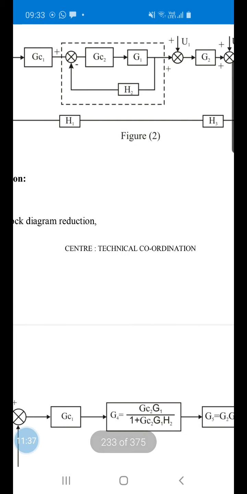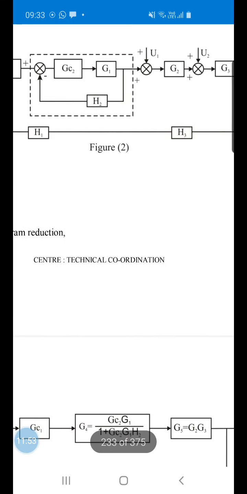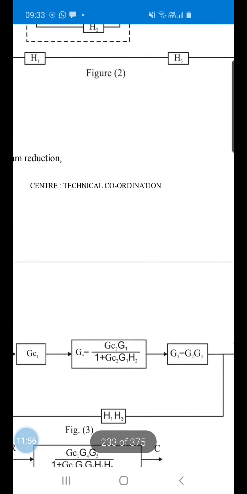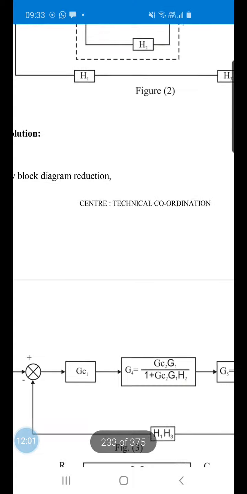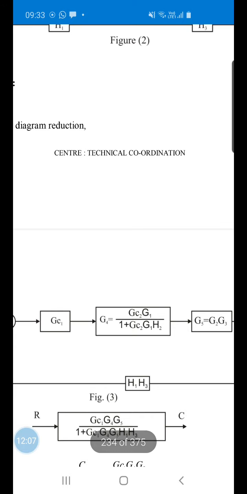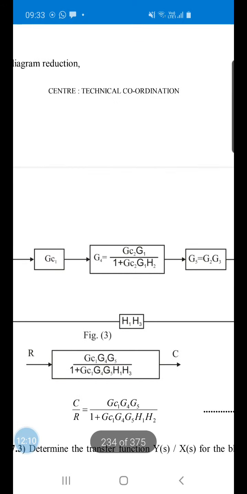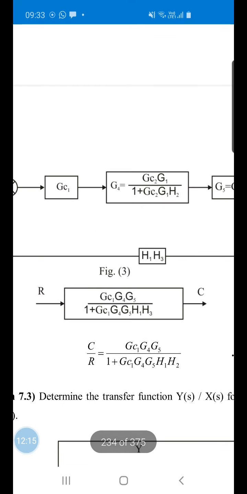So see how it is to be solved. So see here, G C2 G1 upon 1 plus G C2 G1 into H2, that is G4. We are writing this dotted line's overall transfer function like this. Have you understood? Then you can combine this G2 G3 together, that will be G5. So this is G5, this is G4, GC1 is as it is. This feedback path H1 and H2, we can combine H1, H2 and H3. Then you can directly solve this equation without writing the equations.